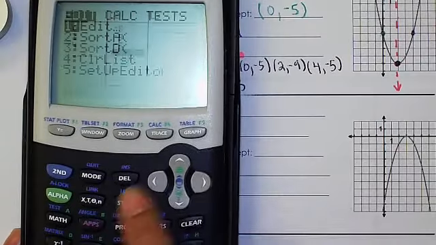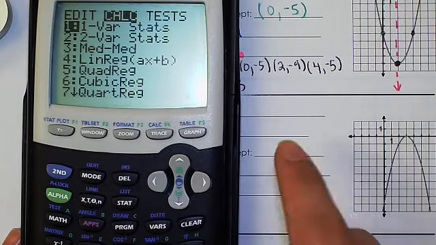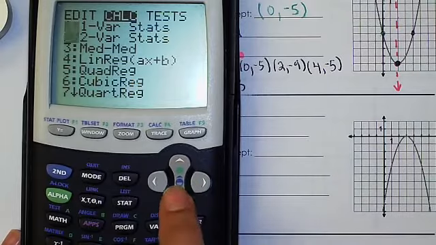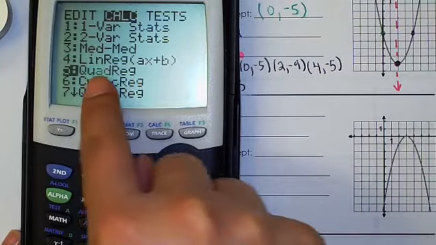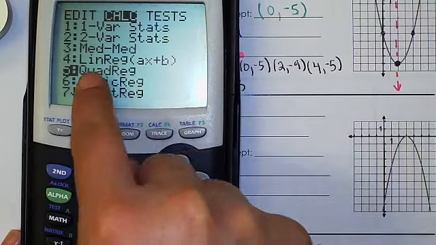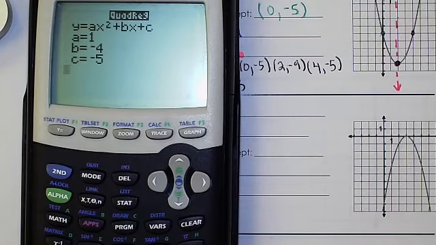Once you plug in your ordered pairs, you go to Stat again. But now go ahead and move it to Calculate. And guess what? This is a quadratic. So I'm not going to pick number 4 because 4 is for lines. I'm going to pick number 5. Quad. Right there, quadratic, okay? Don't get it confused with quart. No, I want quad. So number 5. And then I just enter.